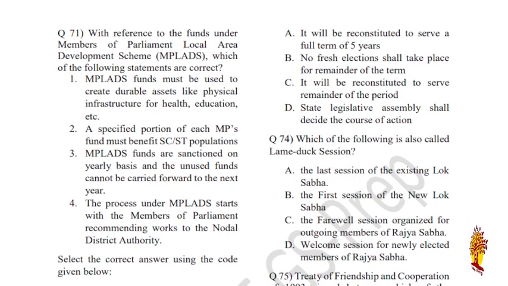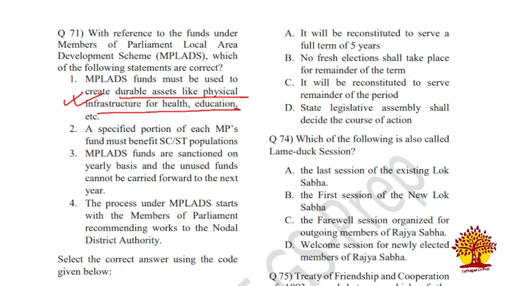Next one, 71st question, related to one scheme, MP Lord scheme, Member of Parliament, Local Area Development. Which of the following is correct one? First statement, MP Lord's fund must be used to create a durable asset like physical infrastructure for health and education, etc. is the right answer. The main aim of the scheme was this only, to recommend the work for development nature in the infrastructure development of health and education.